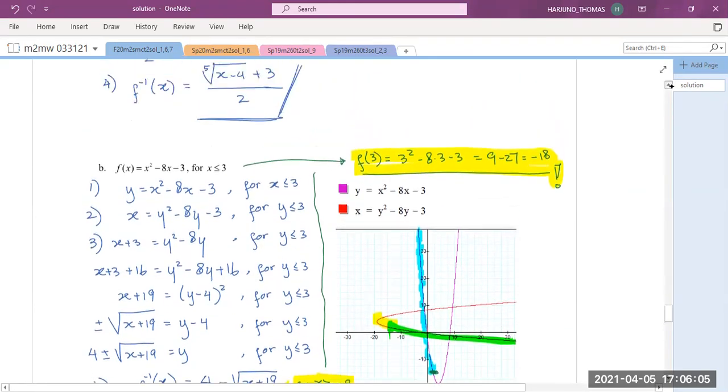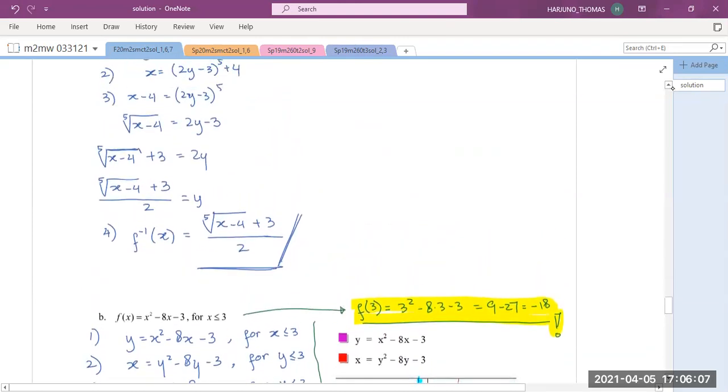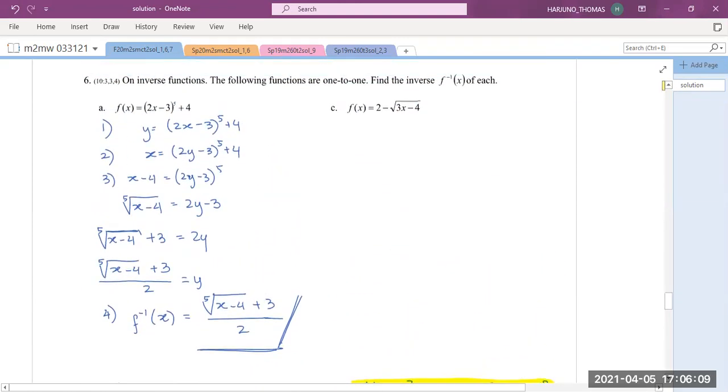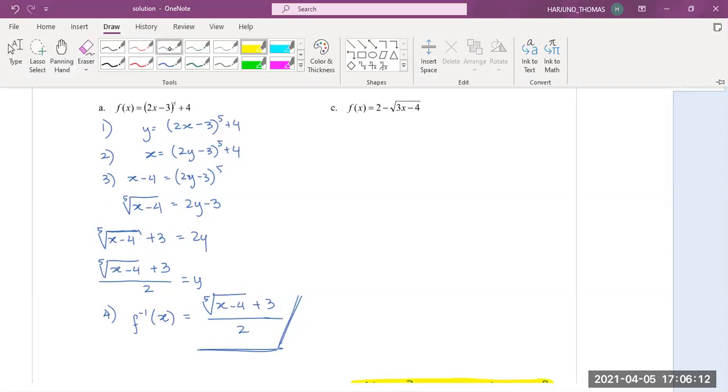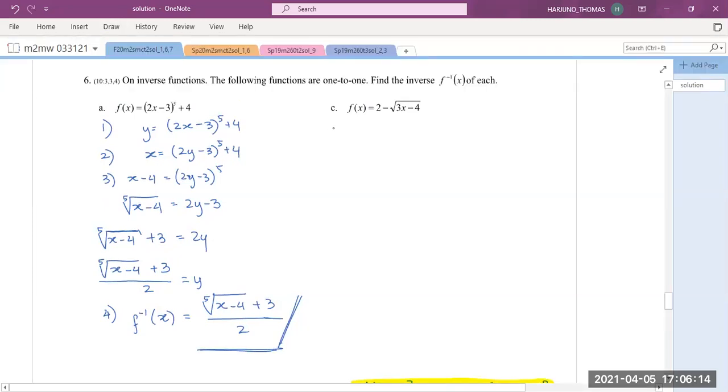I hope I have enough space up there. I should. Okay, part C. Find the inverse function of f(x) equals 2 minus square root of 3x minus 4. Step 2, x equals 2 minus square root of 3y minus 4. Step 3, I solve for y.